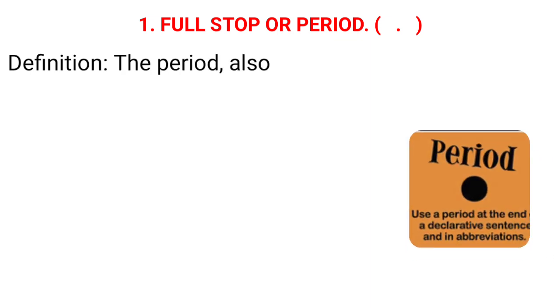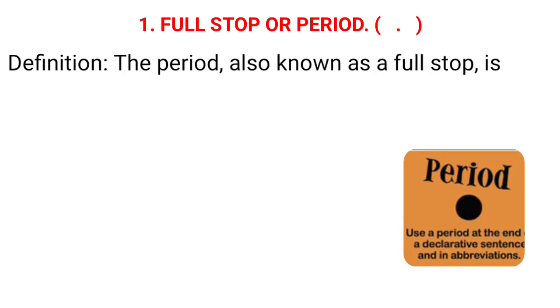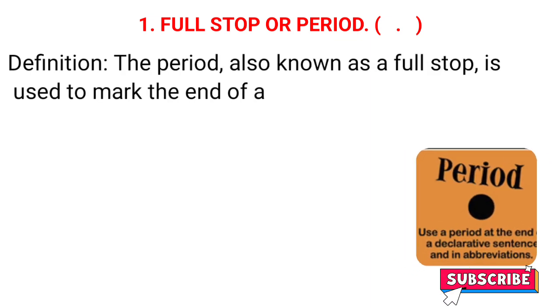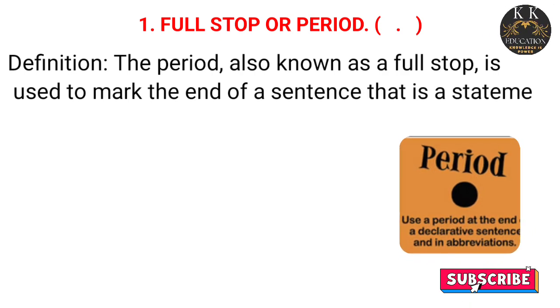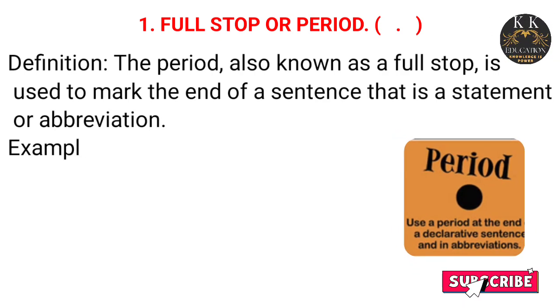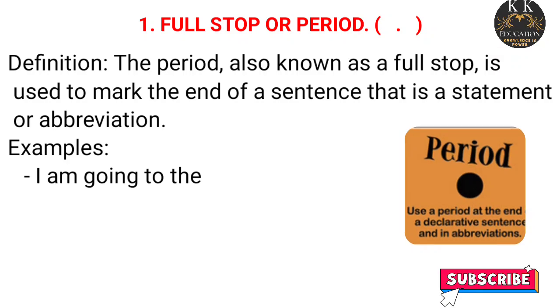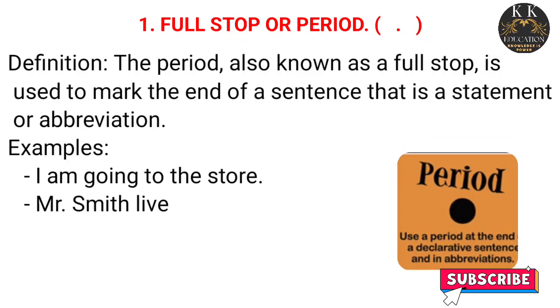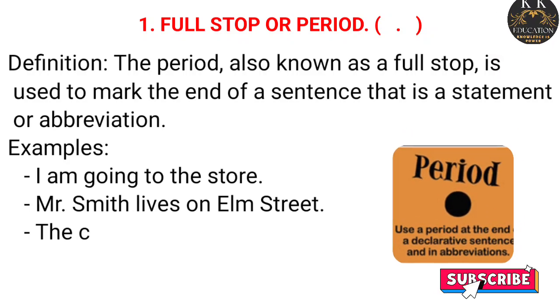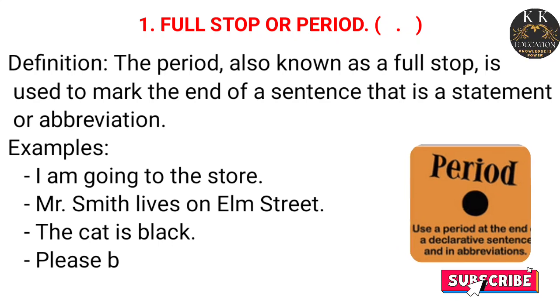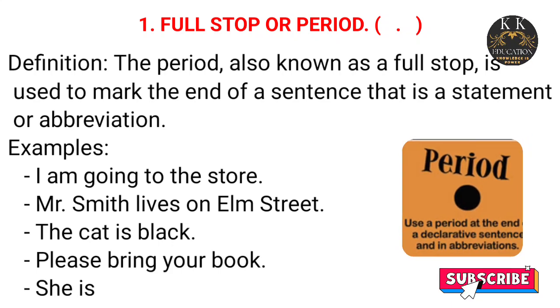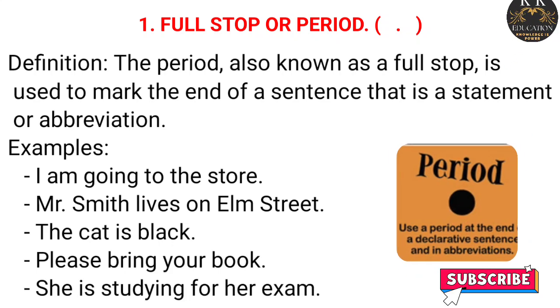1. Full stop or period, dot. Definition: the period, also known as a full stop, is used to mark the end of a sentence that is a statement or abbreviation. Examples: I am going to the store. Mr. Smith lives on Elm Street. The cat is black. Please bring your book. She is studying for her exam.